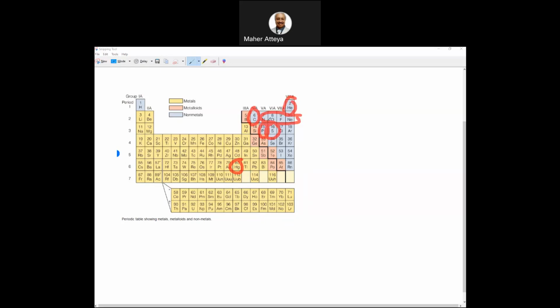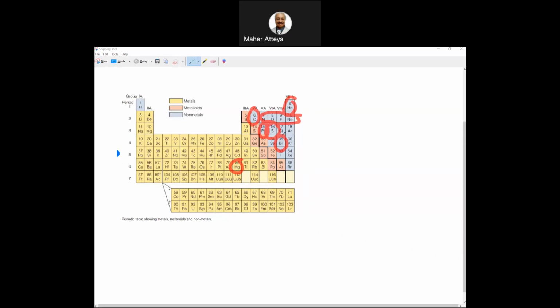Bromine, on the other hand, is a non-metal. It is liquid. So the non-metals can vary. They can be solids, they can be liquids, they can be gases. The majority of them are gases, but not all of them are gases, correct? So that at least will give you the idea about the differences between the metals, the metalloids, and the non-metals.